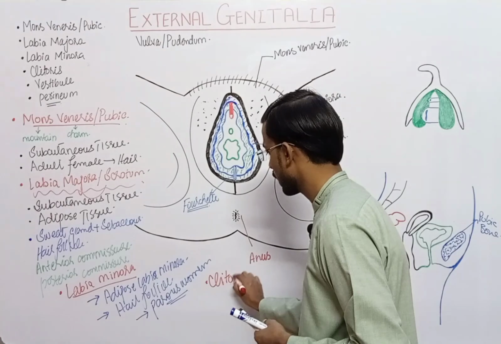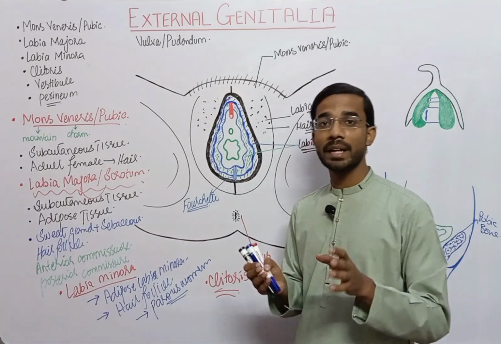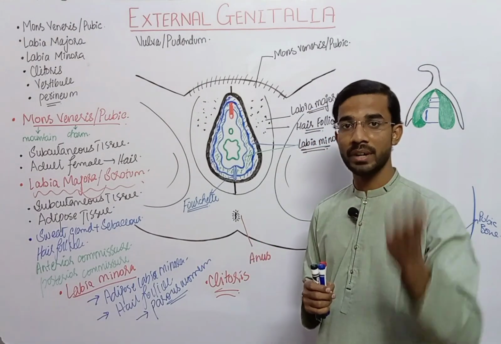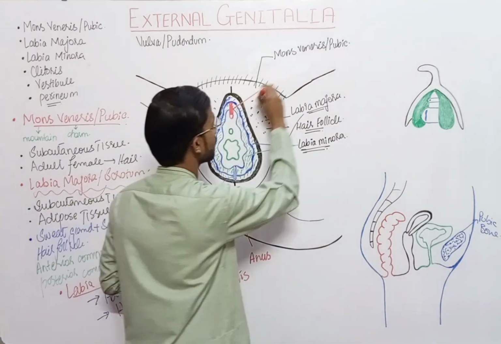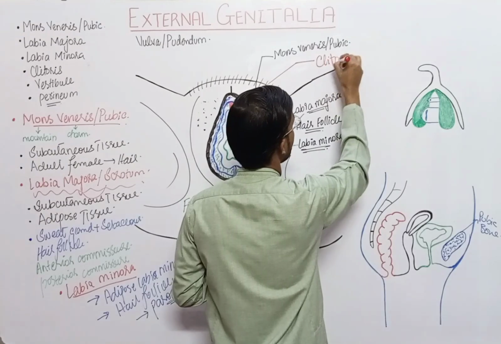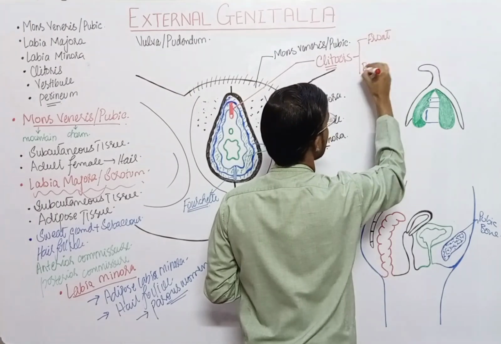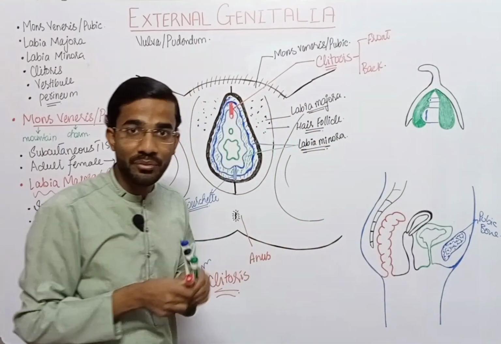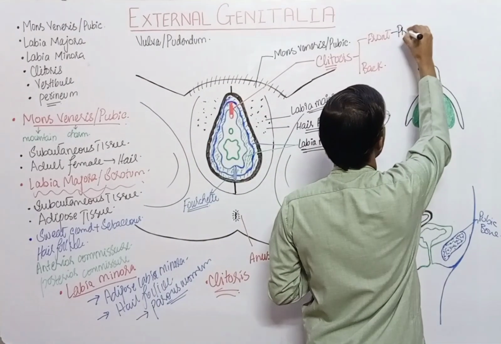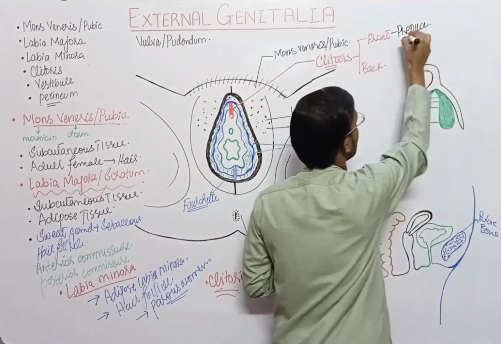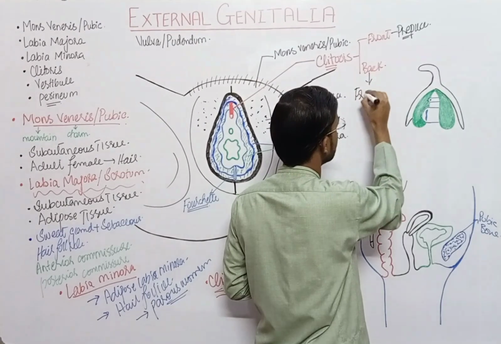And third is the clitoris. The clitoris is covered by the labia minora at the front side and at the back side. Here you can see the clitoris, which is covered at both sides. At the front side, it is covered by the membrane called the prepuce, and at the back side it is covered by the frenulum.